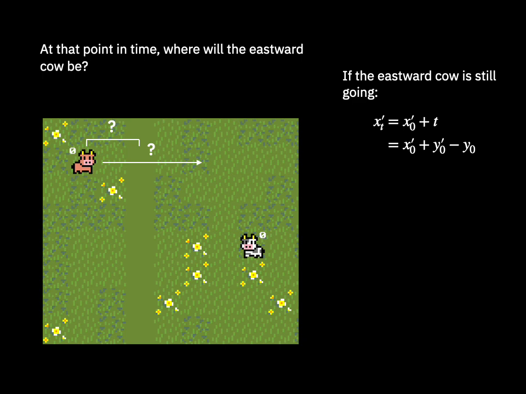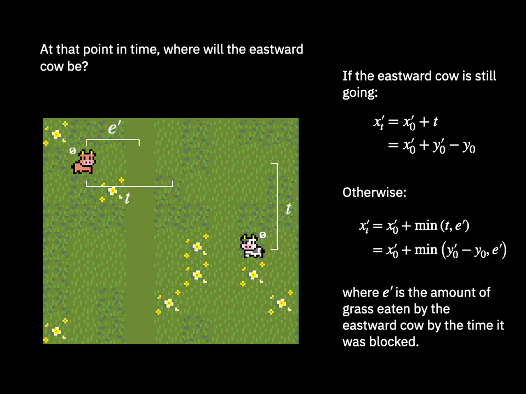However, and this is an important thing to realize, by keeping track of how much grass the cow ate by the time it was stopped, we implicitly keep track of how far it moved before it was stopped. Thus, we can answer the question as follows. If the eastward cow is no longer moving, then its position at time t will be x prime 0 plus whichever is smallest, t or the amount of grass the eastward cow ate before it stopped. Now, we have only looked at things from the perspective of the cow going north, but our results are exactly analogous if we look at the situation from the perspective of the cow going east.